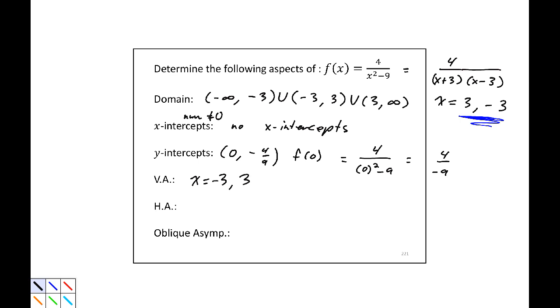Next, we have horizontal asymptotes. Let's check for that. The degree of the numerator is 0. The degree of the denominator is 2. And since the degree of the denominator is greater, we have a horizontal asymptote at y equals 0, based on our rules from earlier, which means that we have no oblique asymptote.